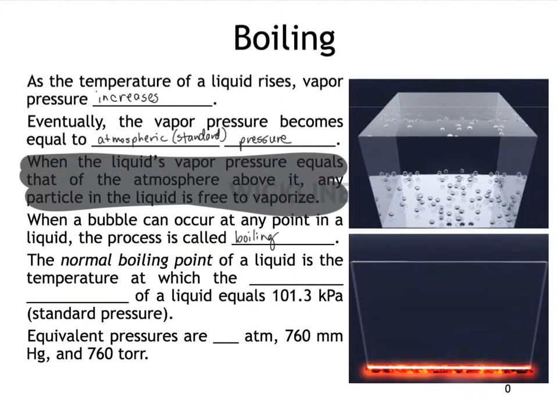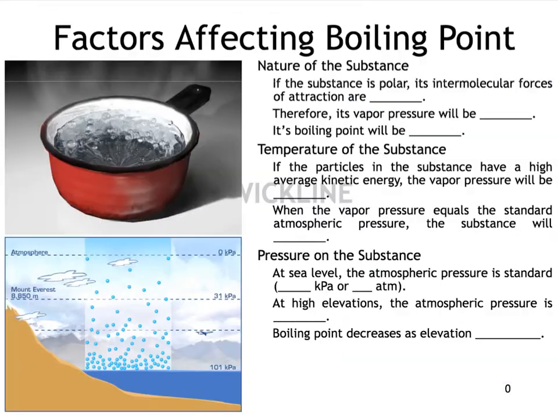And the normal boiling point of a liquid is the temperature at which the vapor pressure of a liquid equals 101.3 kilopascals, which is standard pressure. Equivalent pressures to this pressure of 101.3 would be 1 atmosphere, which is also on Table A. And additionally, other equivalent pressures are 760 millimeters mercury and 760 torr.